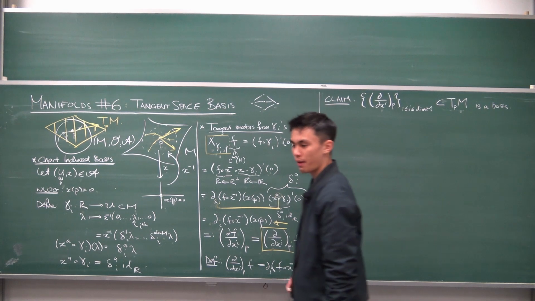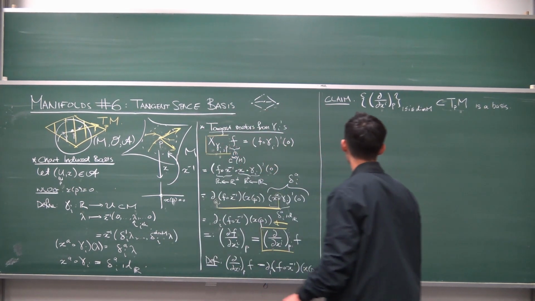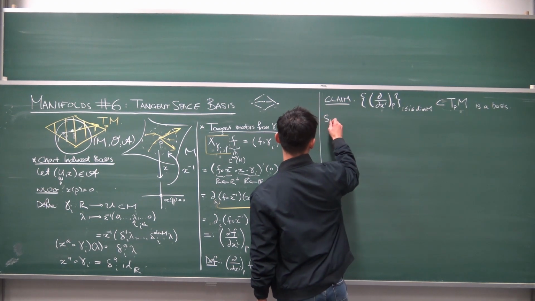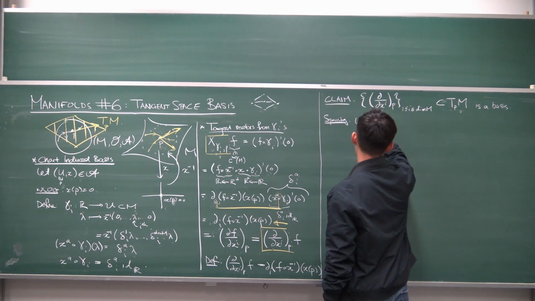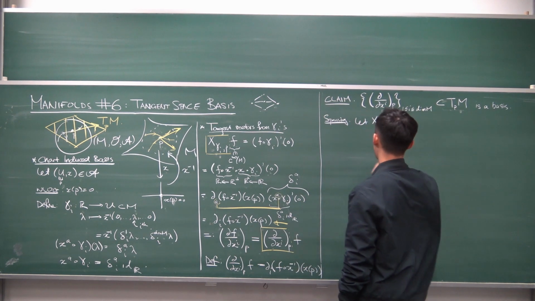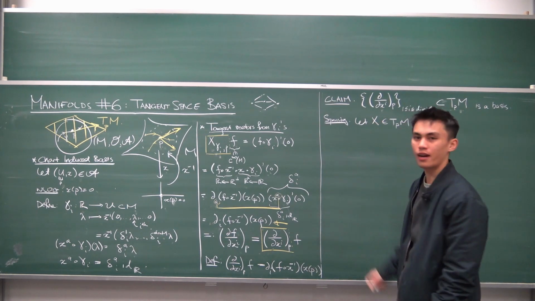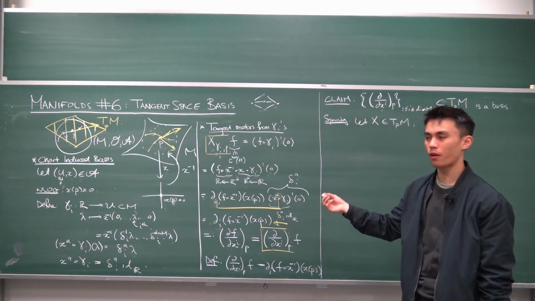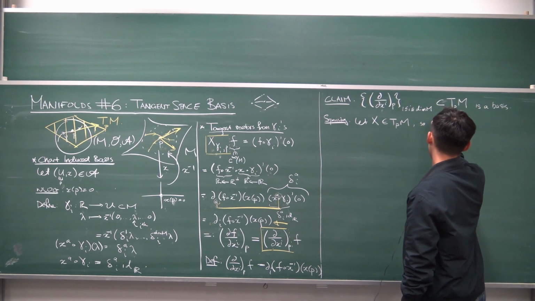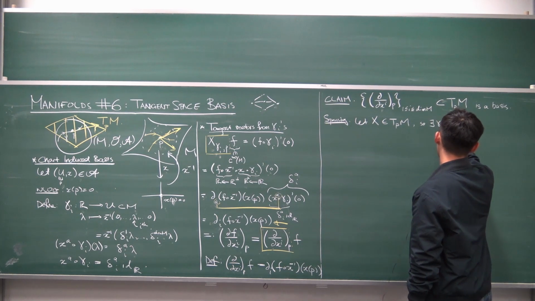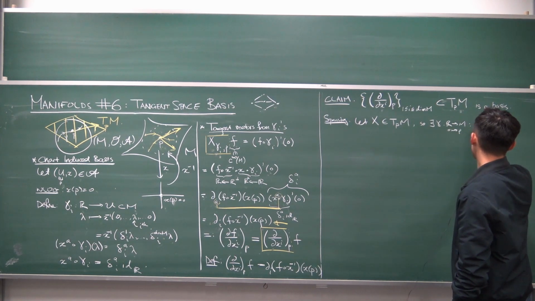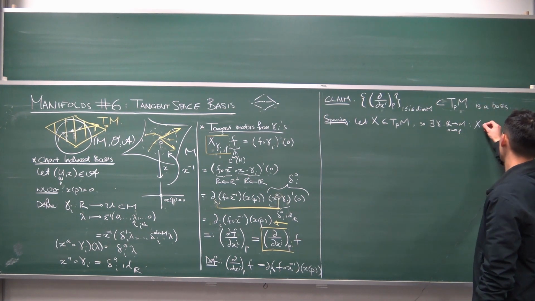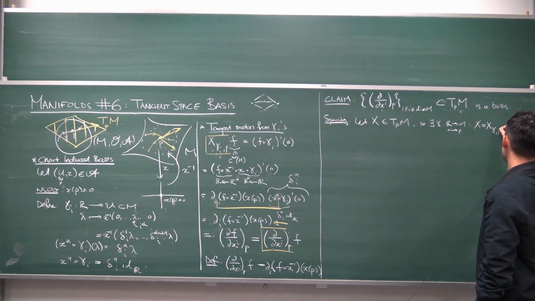Okay, so how do we show that something is a basis? We need to show that it's spanning and it's linearly independent. So let's show the spanning property first. This shouldn't be too bad to do, I think. So spanning. First of all, we're going to let X be an element of T_pM. So we're just going to pick some random tangent vector. And because this is a tangent vector, it's produced by some smooth curve from R to M. So there exists some curve gamma that goes from R to M, and also we assume that 0 gets mapped to p, such that this vector X that we wanted over here is equal to the tangent vector X generated by this curve gamma at the point p.